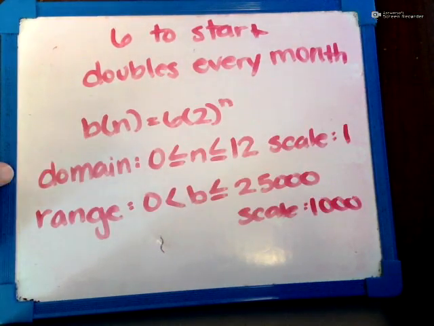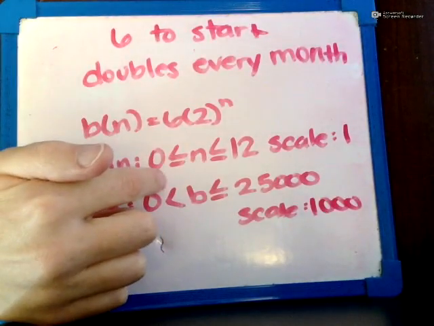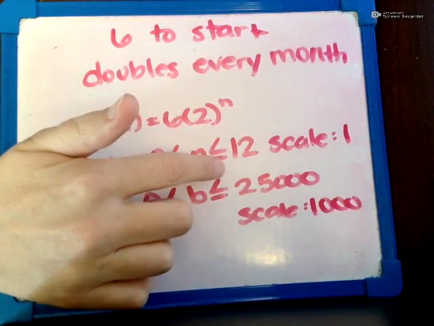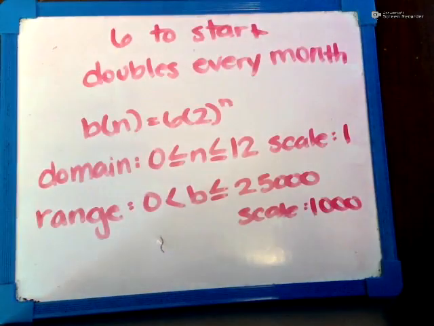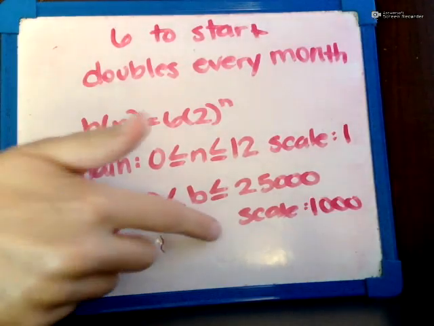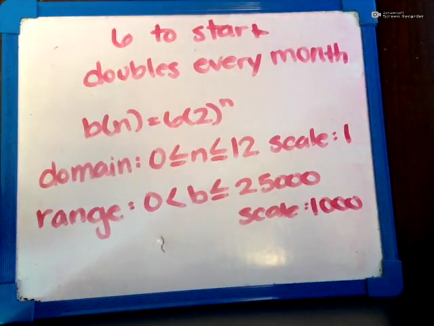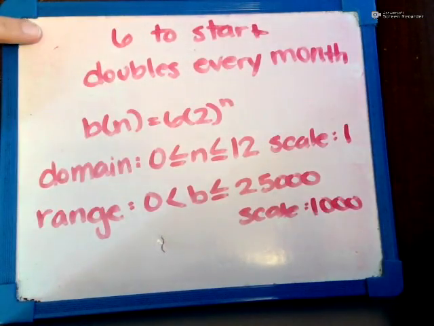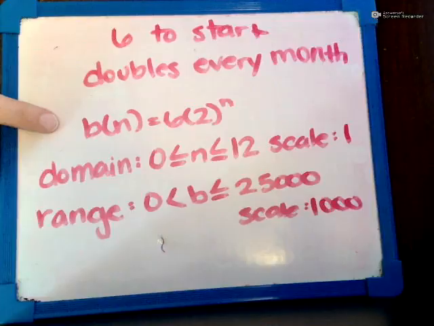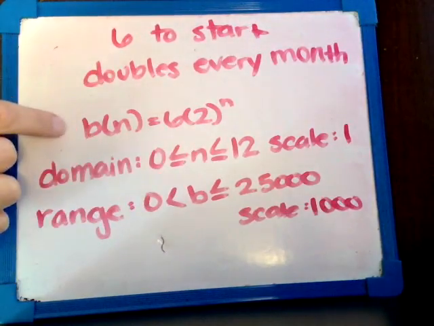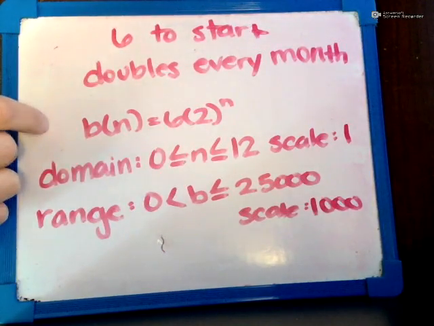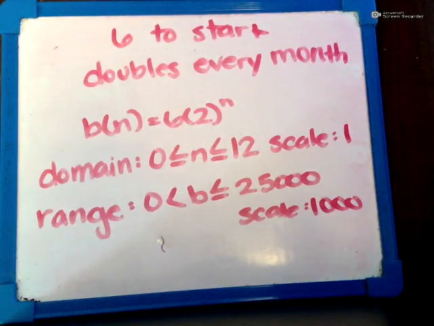Okay, so the domain would be n is greater than or equal to 0 and less than or equal to 12. And the scale would be 1. And the domain is your x value. Your range is going to be b is greater than 0 or less than or equal to 25,000. And your scale is going to be 1,000. And we get this 25,000 by figuring out using this formula and plugging in 12 for the value of n. And when you solve it, you find out that your top value is going to be 25,000.